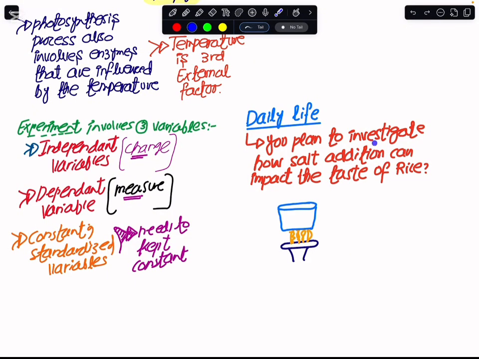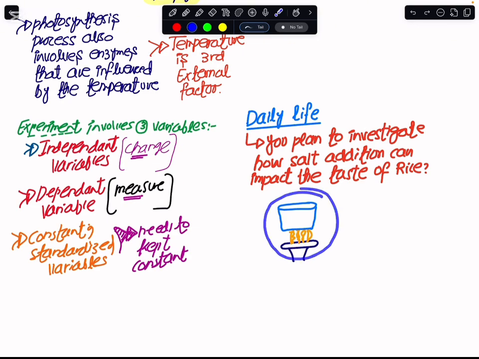And what is my independent variable here? This is the salt. And what is my dependent variable? That would be that after we have ended up cooking the dish, I have to take a spoon and then taste the rice, to see how the amount of salt that I have added is impacting the taste of the rice.